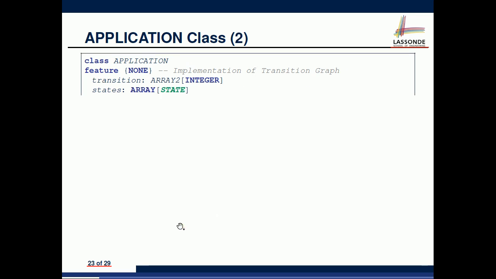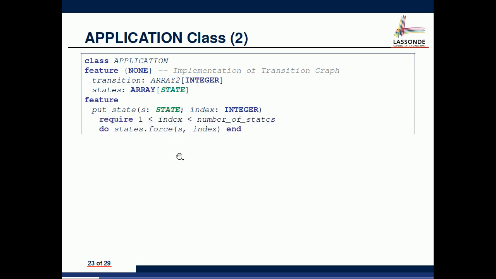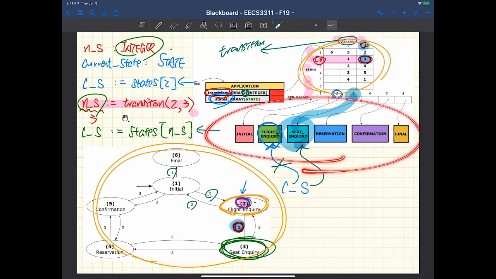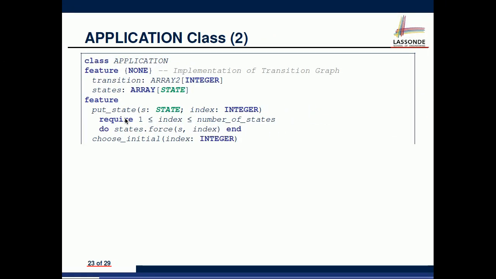All right, let's see a little bit more. How can you set up the states array? Basically, you just tell me the index and then put in the objects. You simply put it into the array. That part is also easy. The put states is going to eventually set up this particular polymorphic array. You just insert a state one by one. And then you can choose the initial state. If the initial state should be the state object at index 2, you should say choose initial 2.